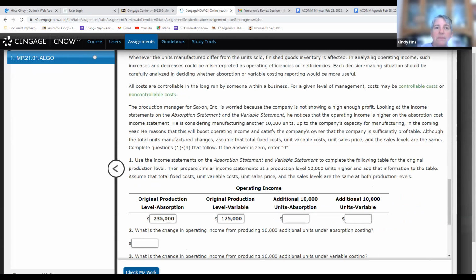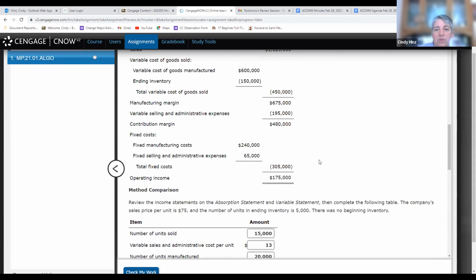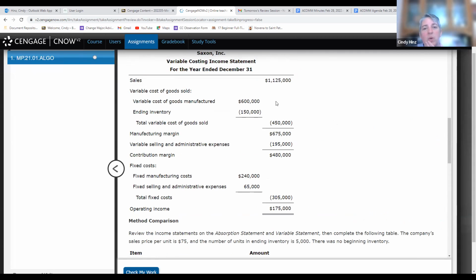Under variable costing, keep in mind what we are looking at. The only thing that goes onto the balance sheet under variable costing is the ending inventory's variable costs. Per unit, those variable costs are not going to change. What's going to go on the income statement is all of our fixed costs and the variable costs for the units that were sold, and those units aren't going to change, right?